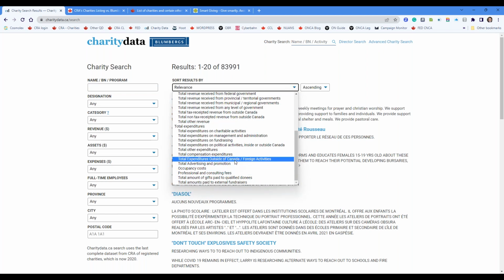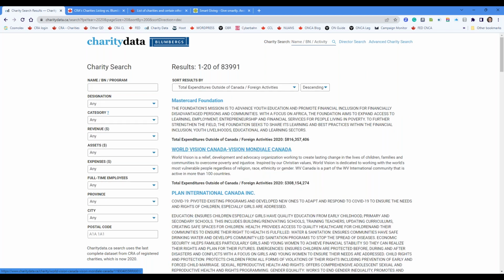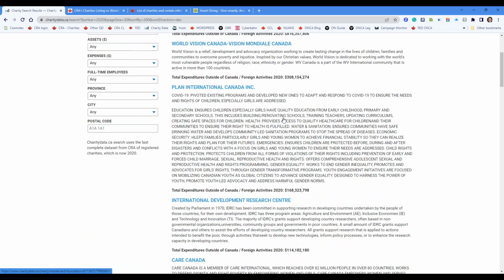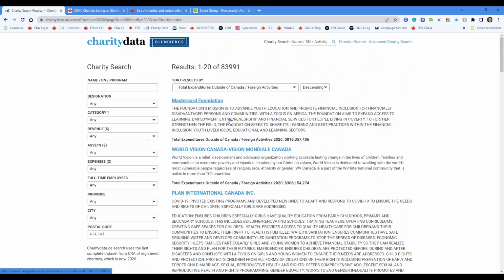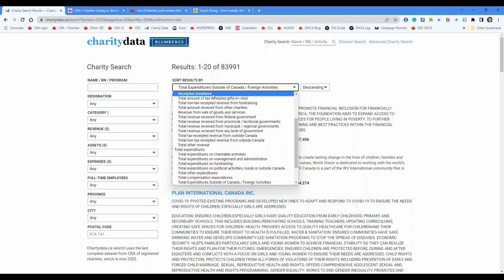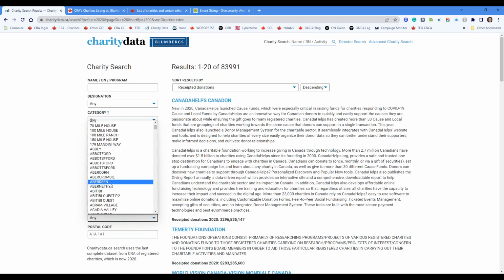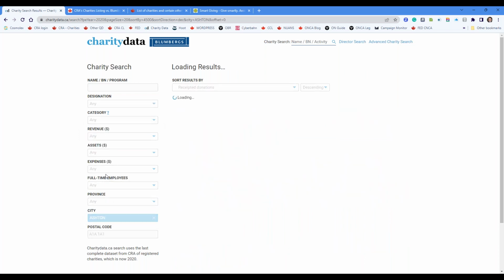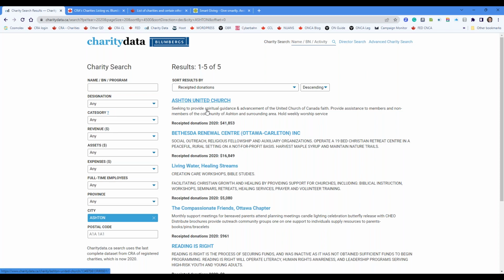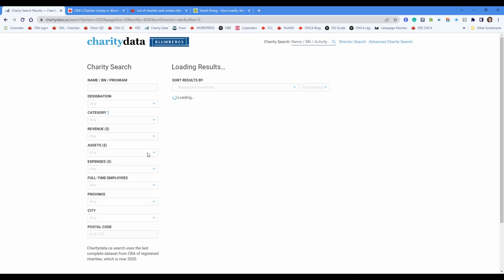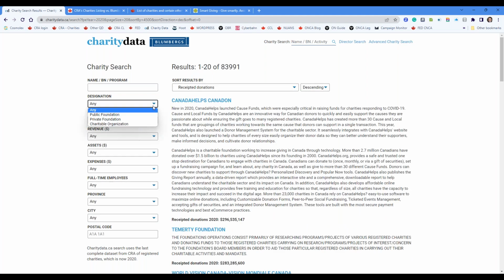So for example, if you want to see who were the groups that spent the most amount of money outside of Canada, here in a matter of a second or two, you've got the list of the groups that did that. Then you can also break it down, maybe you want to look at something else, who gave out the most receipted donations, but you want to look at it just for a particular city, and you can basically do that. And if you click on that, it'll take out only the groups that are in that particular town or city. Also, you can look at the designation.